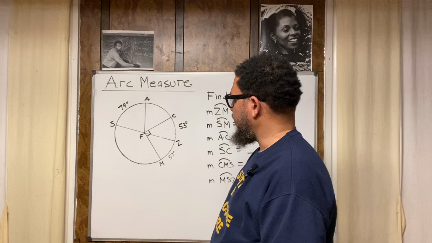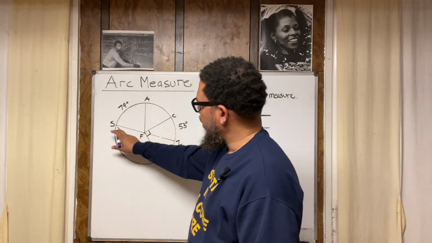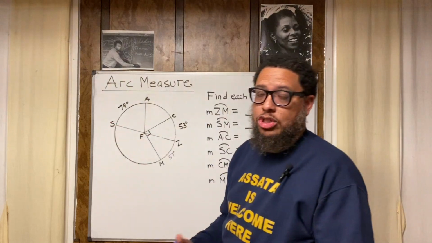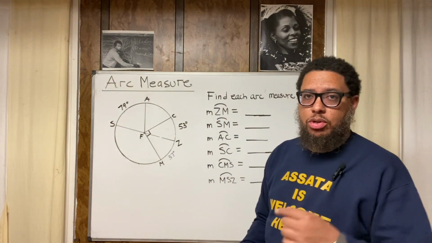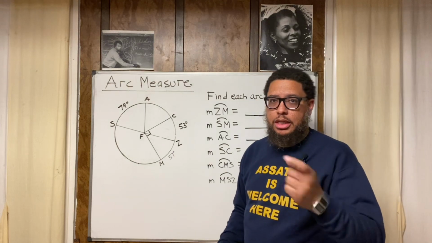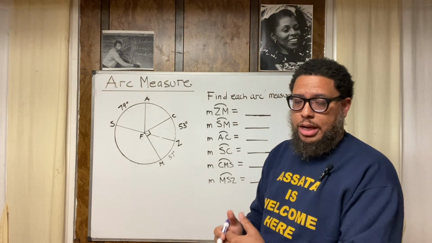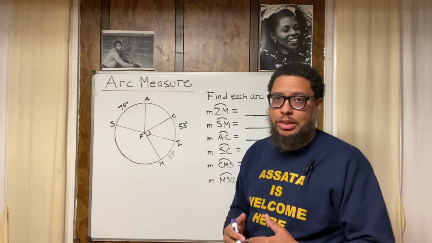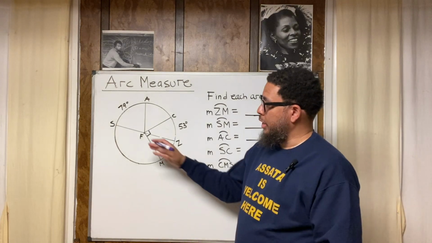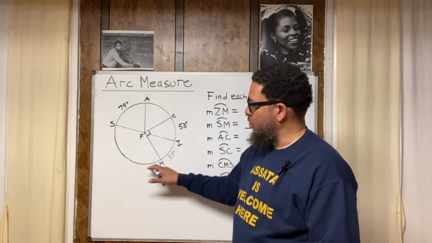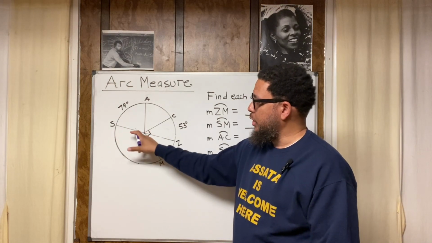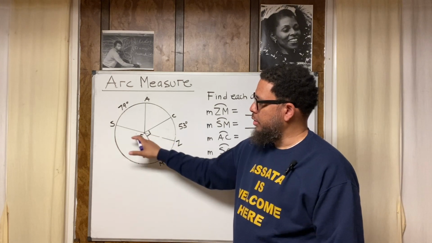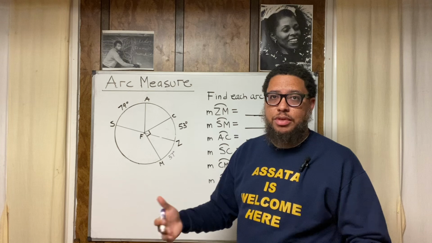Now, what else can we do? I also know that from point S to point Z, that's a diameter. It's a chord that goes all the way across the circle and cuts through the center. So a chord that cuts through the circle and goes through the center is a diameter. The diameter basically bisects the circle. It cuts the circle in half, and it creates a semicircle. So that means from point S around to point Z, that's a semicircle. So this angle is 180, right? The central angle from here to here is 180 degrees because that's half of 360.